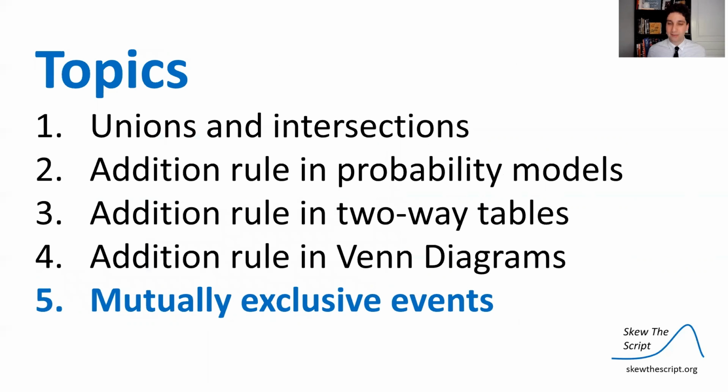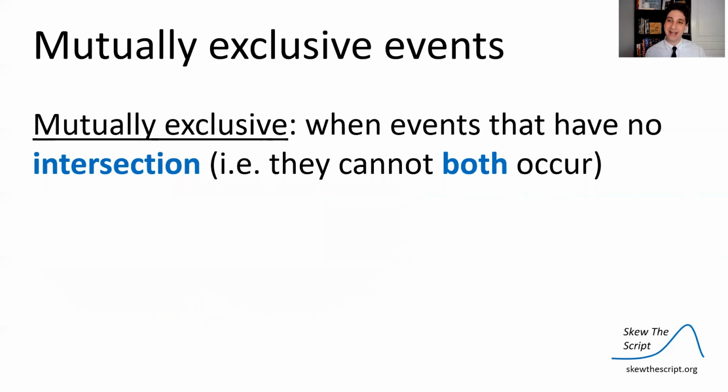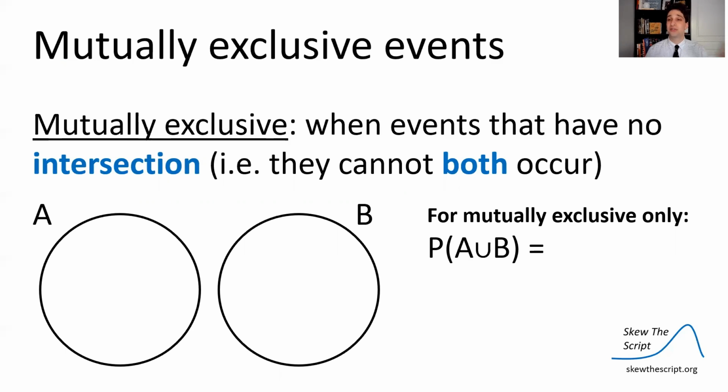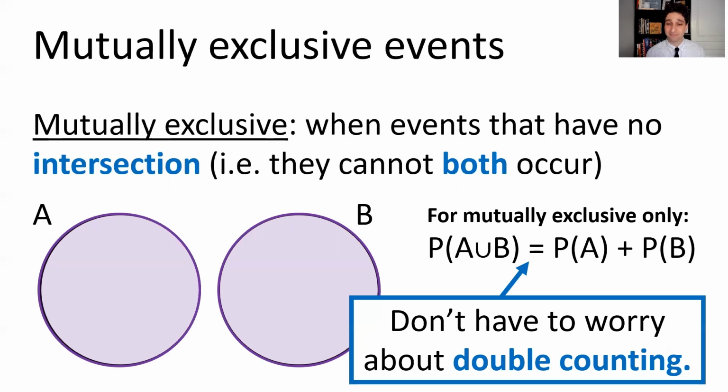Now, let's talk about mutually exclusive events, a specific type of set of events. Mutually exclusive events are when they have no intersection. They cannot both occur. They cannot co-occur at the same time. So their Venn diagrams look like this. There is no intersection between them. It's not possible to have A and B together. So for mutually exclusive events only, we don't have to worry about double counting because there's no intersection. So for mutually exclusive events, the probability of A or B is always simply the probability of A plus the probability of B. We don't have to worry about double counting. So that's nice about mutually exclusive events.